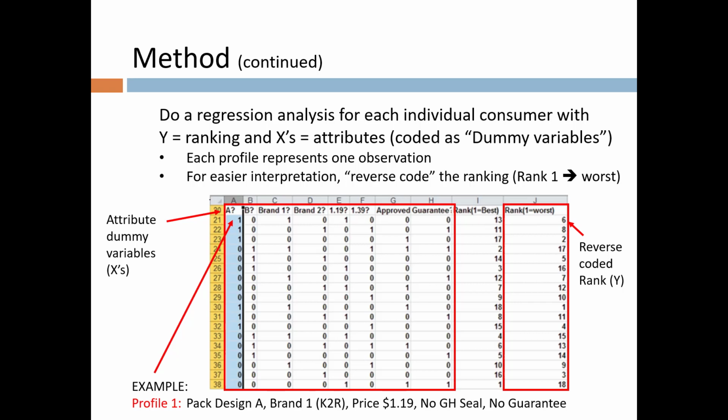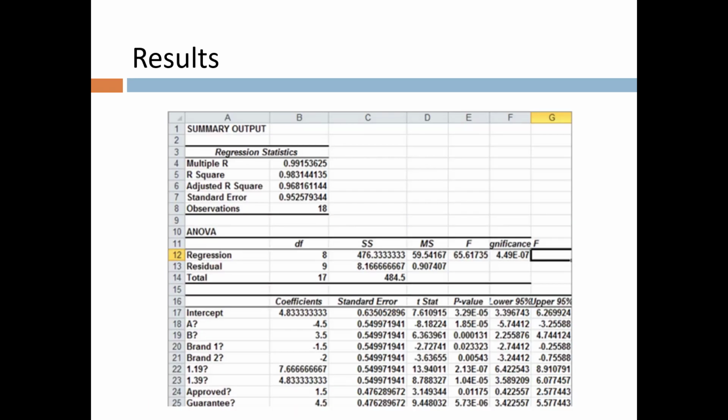This is not necessary, but it makes interpretation of the results easier because we are accustomed to thinking a higher number means more preference. Remember how to run a regression in Excel? If not, you might want to review that lecture before continuing.